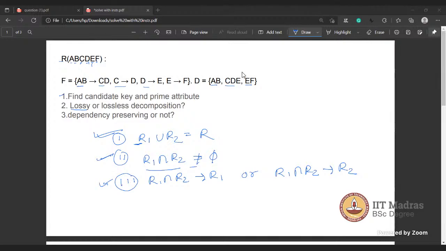In that case, R2 intersection R3 will give E, right? Correct, sir, that condition is satisfied. Now from E, I can get EF, so R3, right? If we consider only these two, R2 and R3, that decomposition is lossless, but we have to check R1 also. So we take R23 equal to R2 union R3. Then R23 will be C, D, E, F. Then we have to check R23 intersection R1. In that case, it will be an empty set, right?